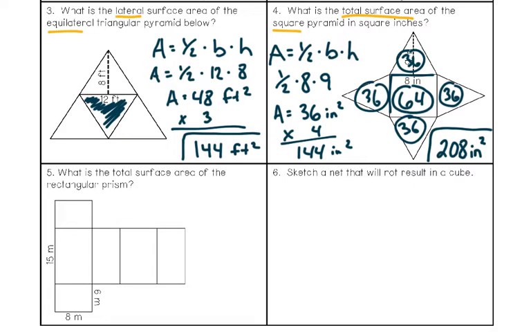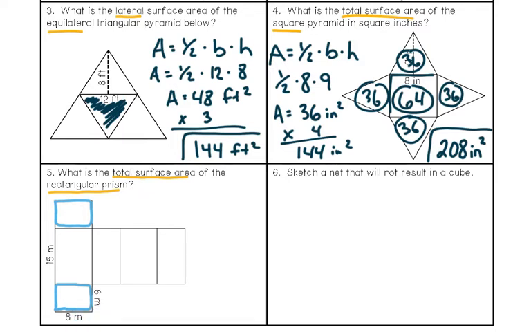For number 5, I'm going to find the total surface area of this rectangular prism, and I'm looking at a net of it. In a net, you're looking at the flattened version or unfolded version of that 3D shape. So I can see that I've got 6 faces. There are 6 rectangles to find the area of. Let's start with these 2 sides. They're the same rectangle, and they're both 6 by 8.